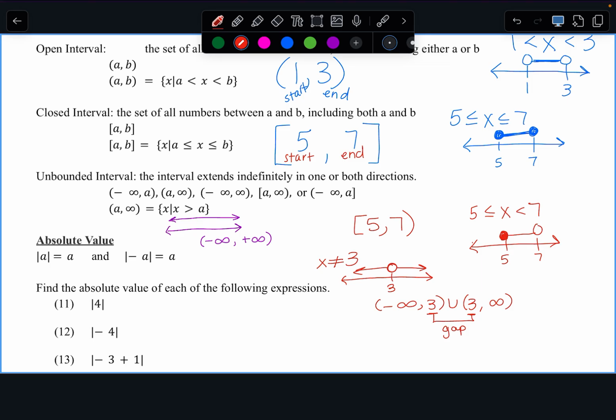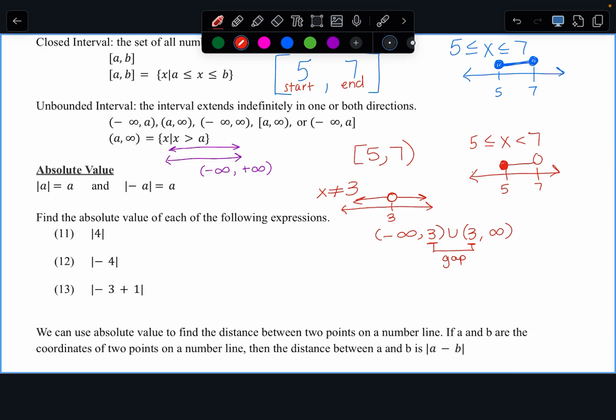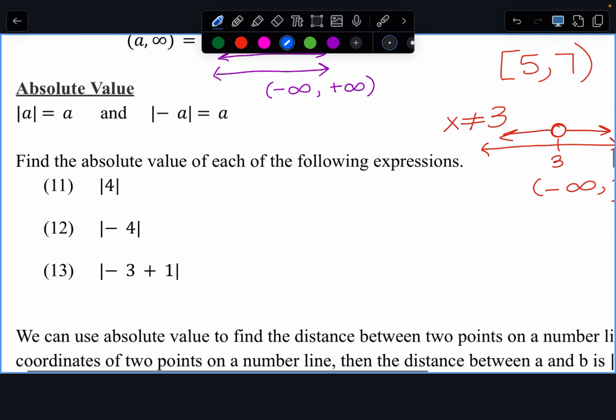All right, absolute value. Whatever is inside the absolute value, it's saying simplify everything inside, and then your answer of that is the positive version. Okay? It does not mean change every sign. It means simplify, then make it positive. So what's the absolute value of 4? Just 4. What is the absolute value of negative 4? 4.